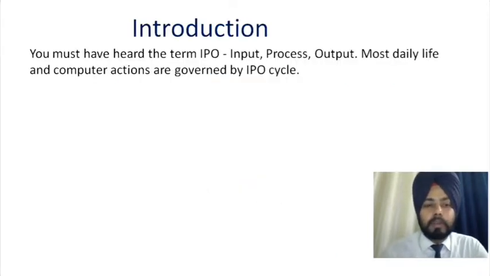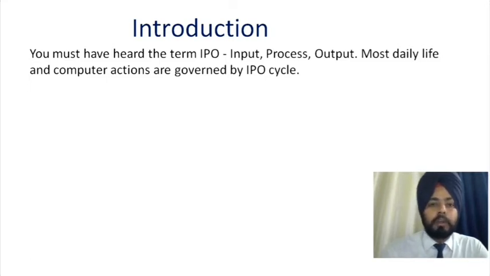Introduction. You must have heard the term IPO, input process output. Most daily life and computer actions are governed by the IPO cycle. Do you know what the IPO cycle is? IPO stands for input, process and output. As the name suggests, the IPO cycle is the input and output after processing of the data. To get output, you first have to give input, and then the input needs to be processed to get your desired result, or we can say output.